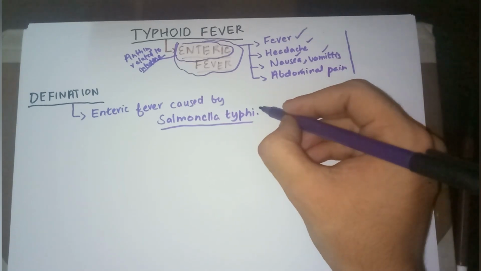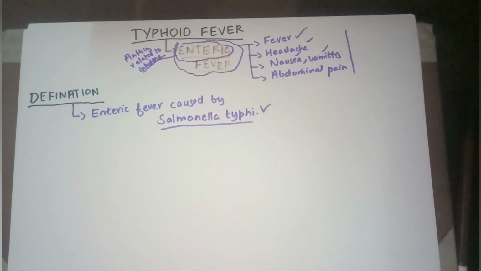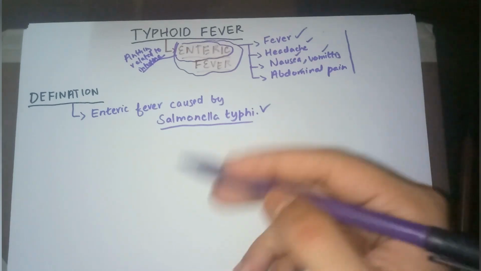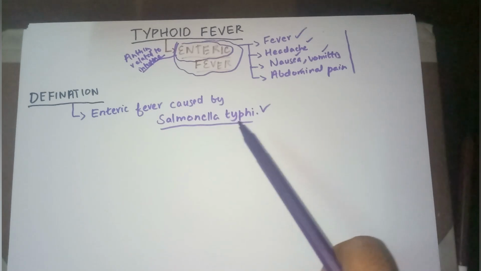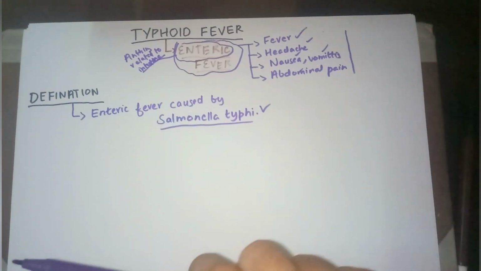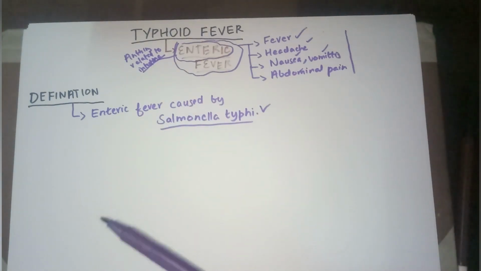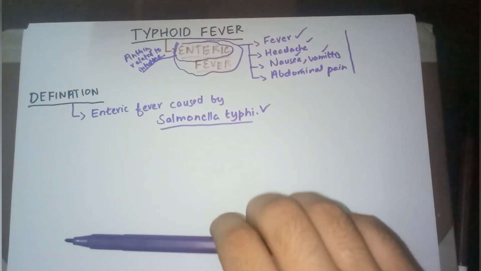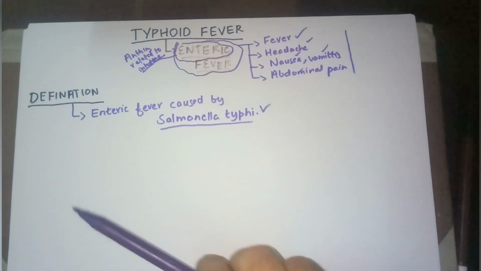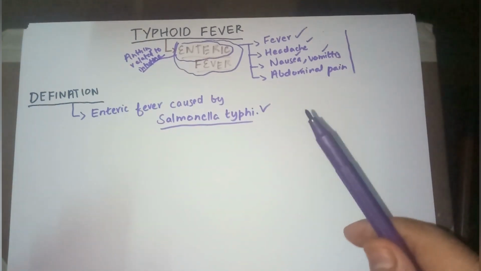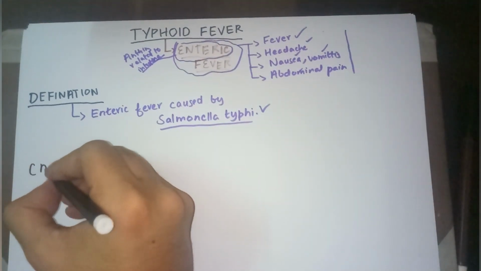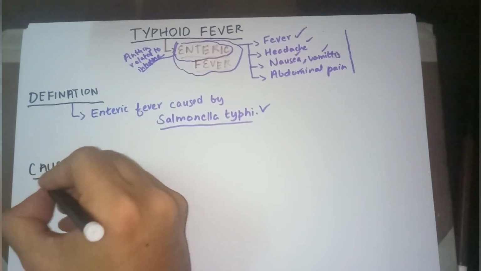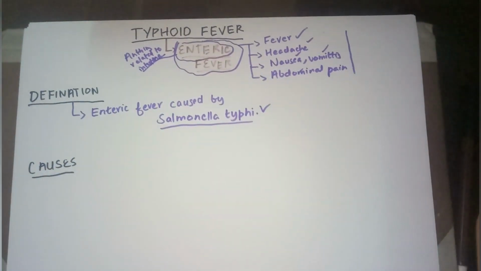So now we know that Salmonella typhi is the main thing causing typhoid, but we must know how it is caused. Salmonella typhi will not just go into everyone and cause disease there. There must be some phenomenon which takes this bacteria inside. So let us discuss its causes, okay? So how is it caused?